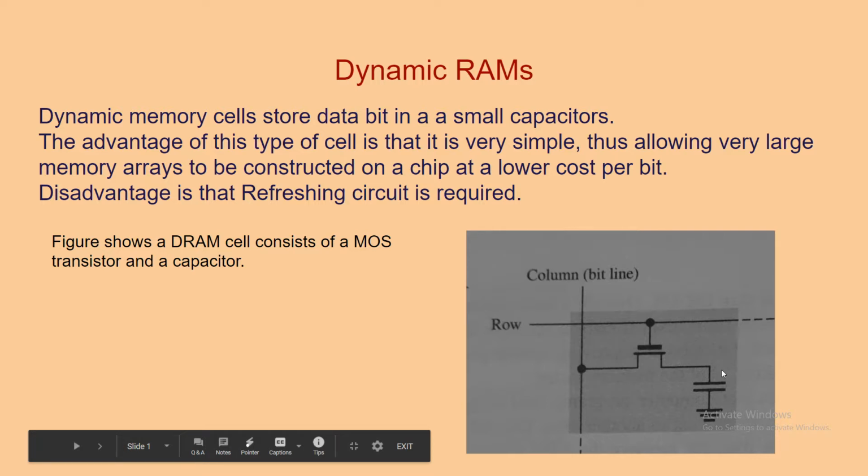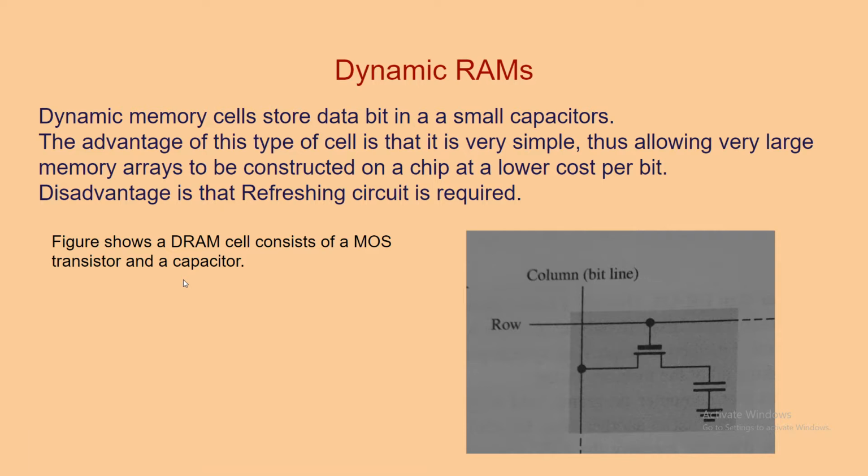In order to retain that data, the capacitor should be charged at specific intervals in order to store that bit for a long time. That charging of the capacitor at a specific interval is known as refreshing.